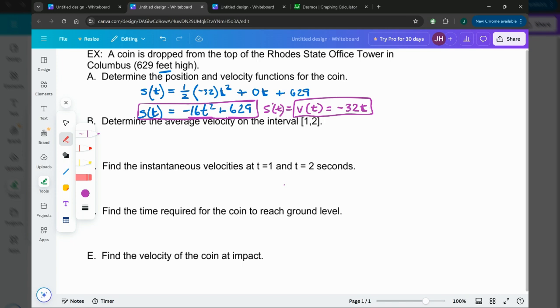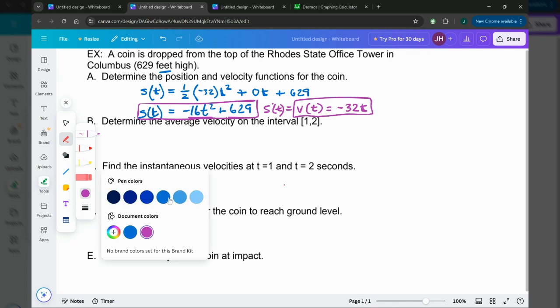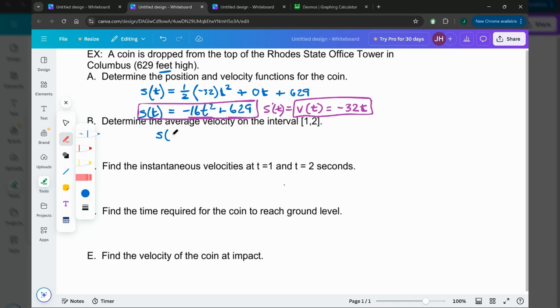Now, if I want to find the average velocity on this interval, the average velocity is found by taking the change in the position between 2 seconds and 1 second over the change in time, 2 seconds minus 1 second. So it's change in position over change in time. Well, if we plug in 2 to my position equation, and I'm going to use my calculator real quick to do that, if I plug in negative 16 times 2 squared plus 629, I'm going to get 565.